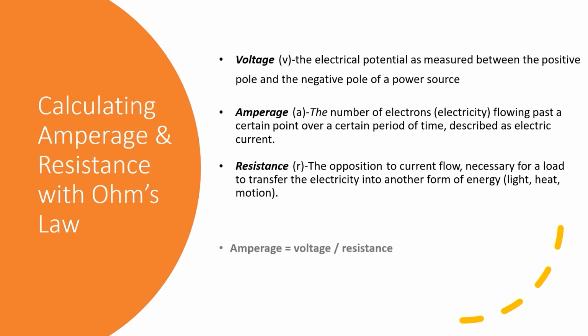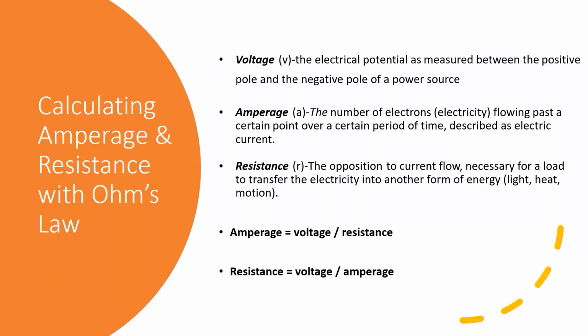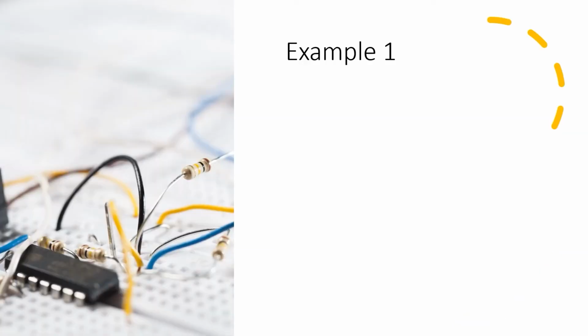To calculate amperage, we can use the formula voltage divided by resistance. To calculate resistance, we can similarly use the formula voltage divided by amperage. Let's look at how we use these in some real-world examples.